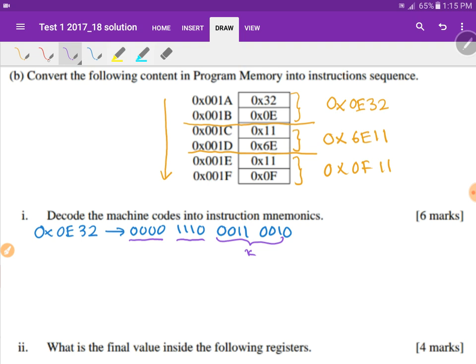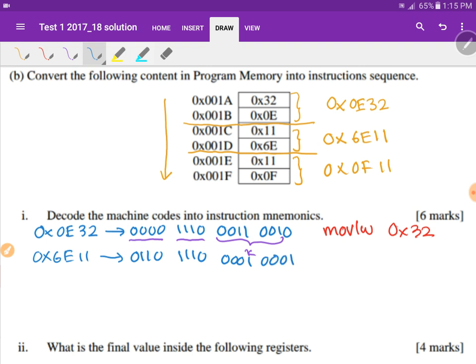So what is the first instruction? It is actually MOVLW, move literal value to working register, hex 32, which you get from here, the 3 and 2. How about the second code? This is hex 6E11. Using the same method, 6 we need to convert into binary, which is 0110, and E is 1110, and 11 is 0001 0001. So same thing, we look for the upper nibble first, 0110, and the subsequent one is 1110.